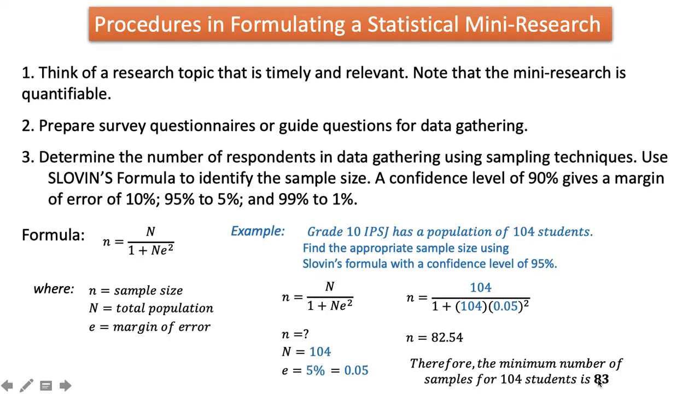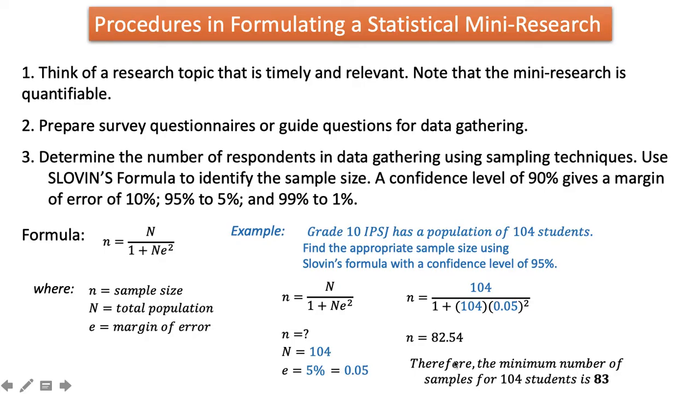So this 83 here is just the minimum. It means we can use 84, 85, 100, or even 104 to represent this total population of 104 students. Now, if we're going to use less than 83, like for example, we want to use 80 samples only, those 80 are not appropriate to represent 104.